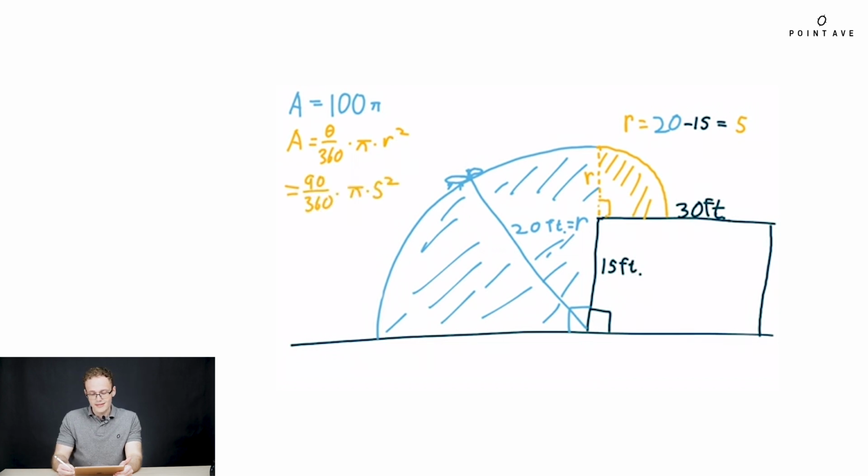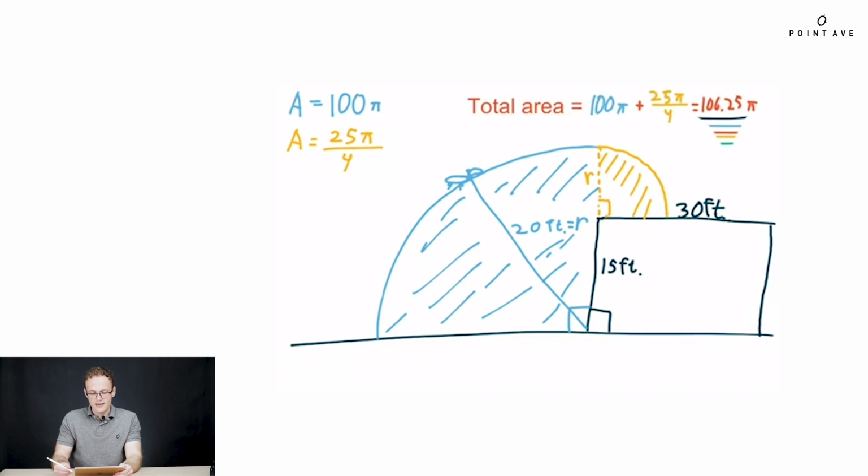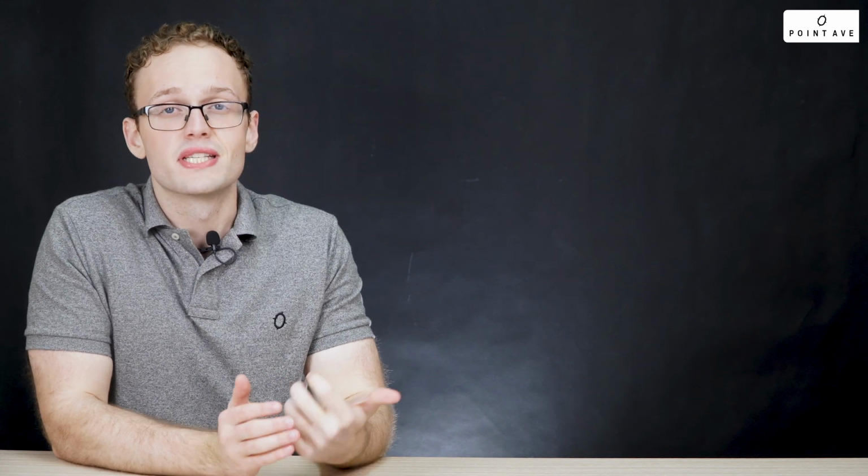Plugging that in, we get that the area of this smaller segment is equal to 25 pi over 4, much smaller than the blue area as we would expect. So plugging that in, we find that the area combined is just the total sum of these two numbers, which is 106.25 times pi. Next up, we're going to look at equations of circles.